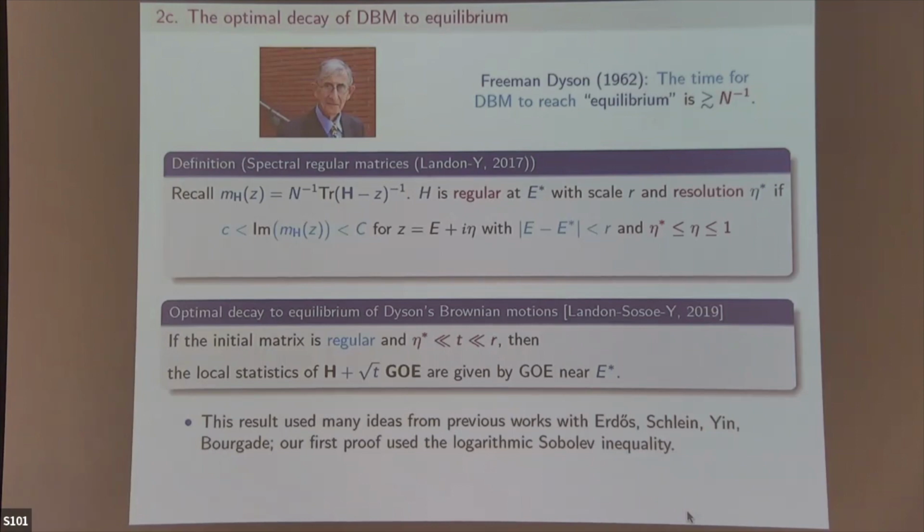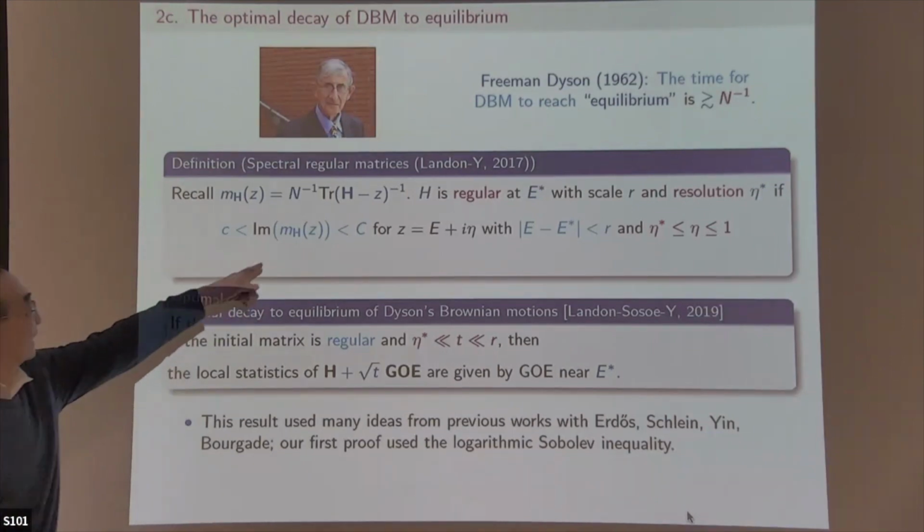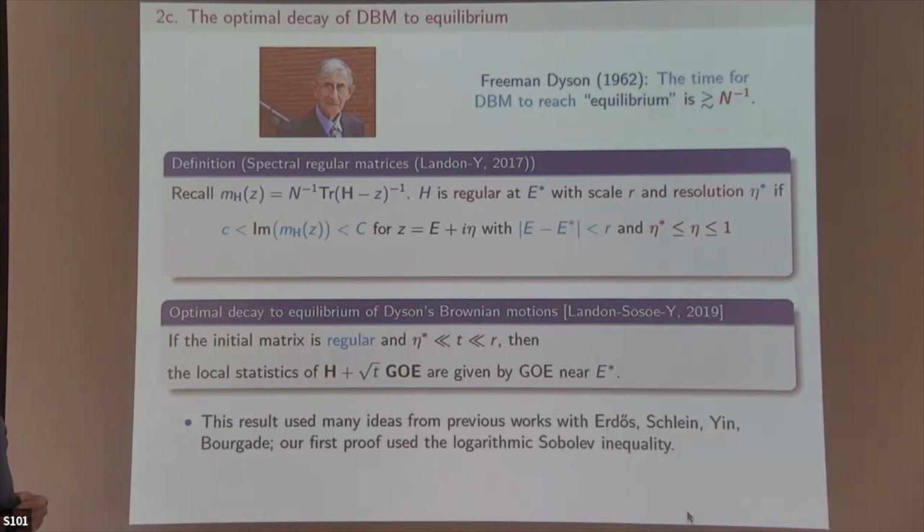Then you have to work, then the real problem is to check this. But on the other hand, you can imagine that if you want to check this one for eta star rather large, it's something simple.